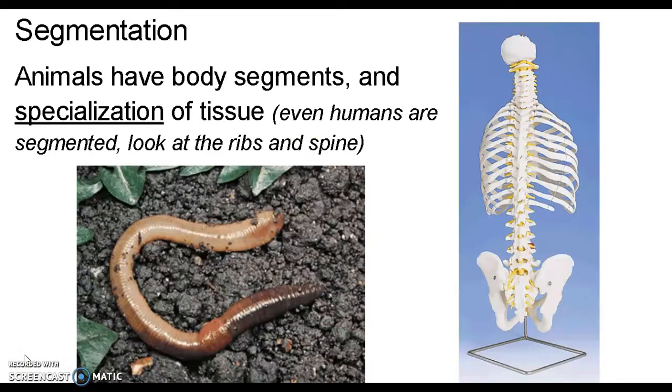So segmentation is important because it provides the means for organisms to move around. They offer some flexibility and protect sensitive organs from damage, especially the ribs and the spinal cord here. And then each segment can be specialized for a different function, which allows different parts of the body to perform more complex activities.